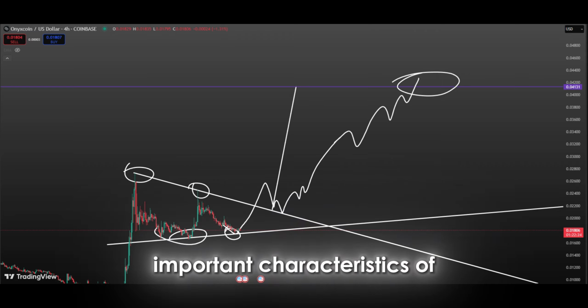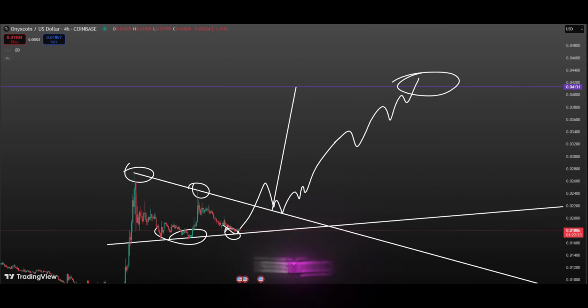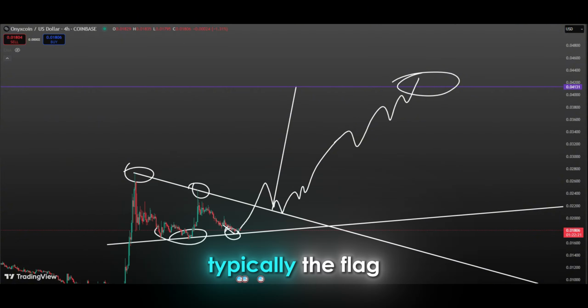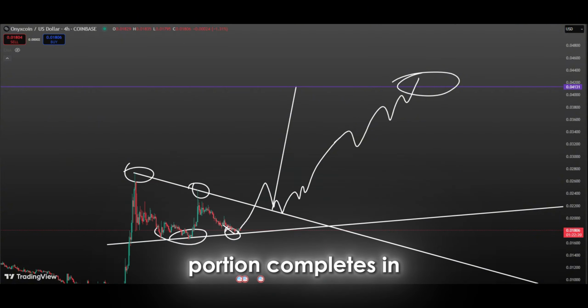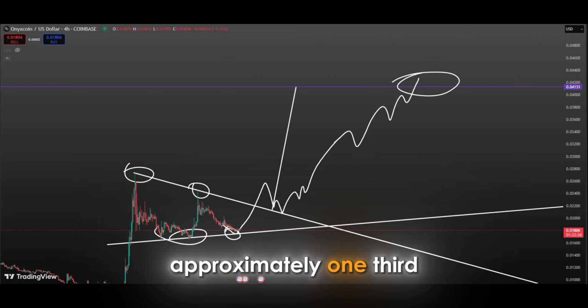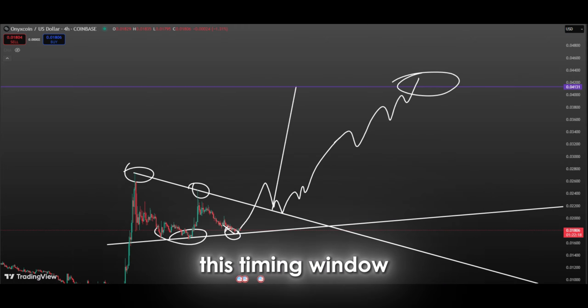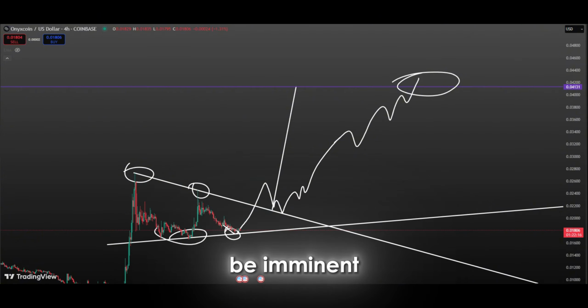One of the most important characteristics of flag formations is timing. Price cannot remain within the flag indefinitely. Typically, the flag portion completes in a time frame approximately 1/3 the length of the flagpole. At the moment, it appears that this timing window is nearing its end, which suggests that a breakout may be imminent. If a sudden increase in volume is observed during this breakout, it will further confirm the breakout is legitimate and that the market has determined its direction.